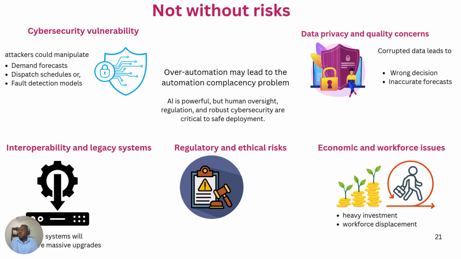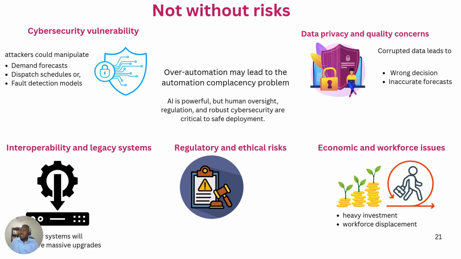Okay, there's also a data privacy and quality concern. Everything about AI relies so much on data and history. But where do we get this data from? Is this data of good quality? Is it coming from a reliable source, or is it already corrupted? If I'm going to train my model on data that is already corrupted, it's like garbage in, garbage out.